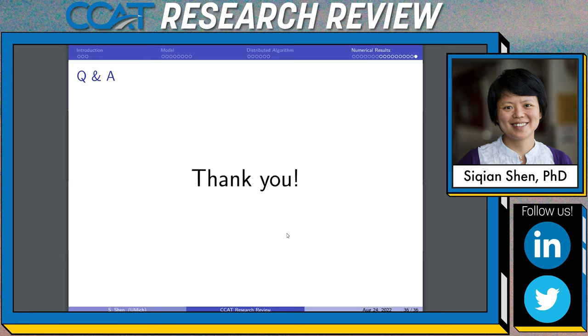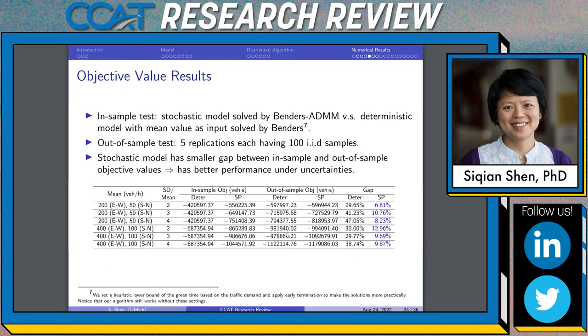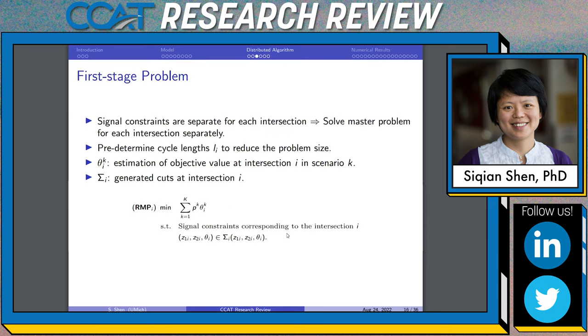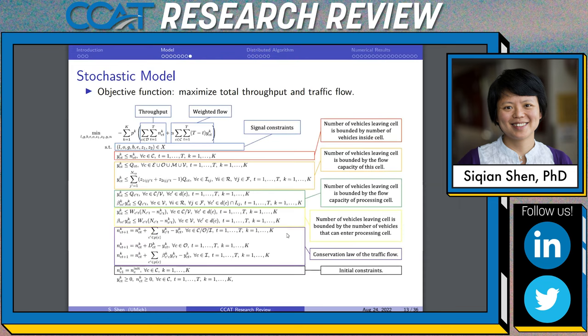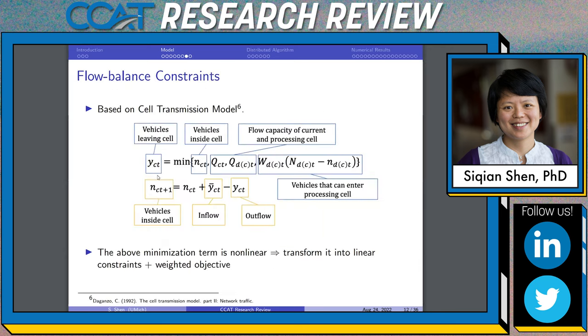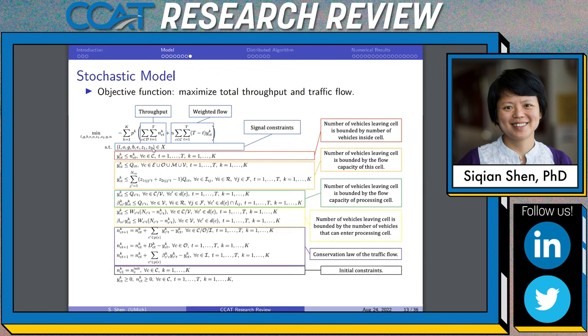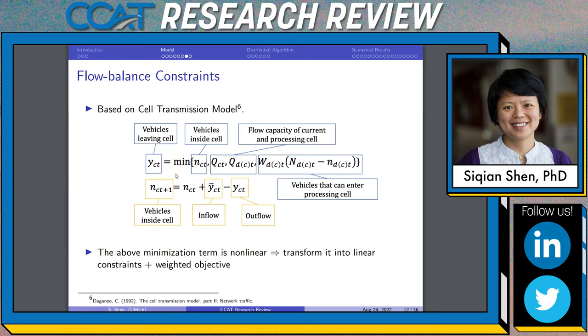I have a quick question about the modeling. You show that the cell transmission model is the minimum of three terms, right? So did you rewrite that minimum? Yeah. If you look at here, the y is a minimum of three terms, n, q, and w times this. These are all going to be interpreted here as the right hand side. So you'll have y less than or equal to n, y less than or equal to q, and so on and so forth. In terms of rewriting the minimum, it's tricky.